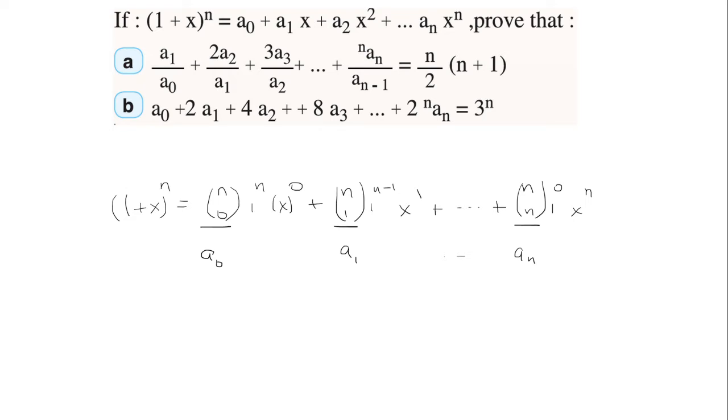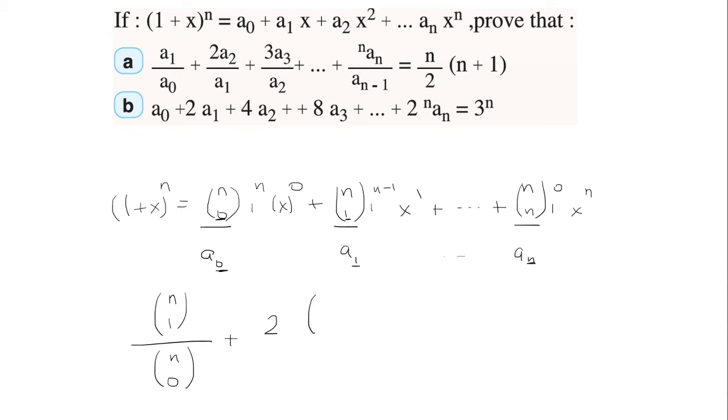So when I'm looking at a1, I want to think about it in terms of a combination. So a1, well, that's just n choose 1. Okay, so notice that the bottom numbers are the same. And the top is always going to be n. Okay, so that's n choose 1 over n choose 0.